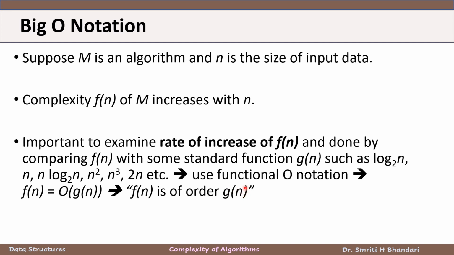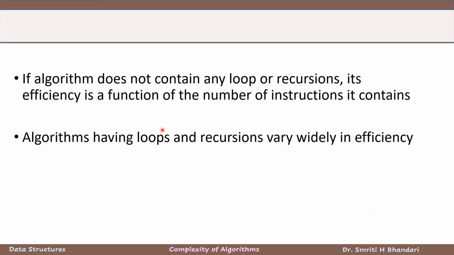So we are going to make use of functional O notation, which is also known as big O notation, right? And it is denoted like f of n is order of g of n. We are comparing the rate of increase of f of n with some standard function g of n. So it is important to note these points.